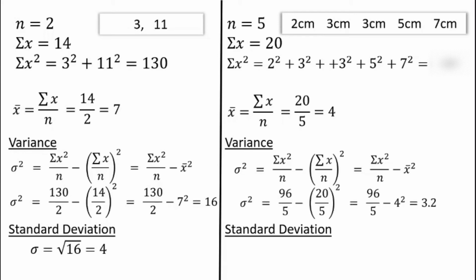So we're going to have 96 over 5, subtract 20 over 5, all squared. And that gives us a variance of 3.2. Okay, don't forget we'll need to square root that to calculate the standard deviation. And once again, the standard deviation is 1.7889 to 4 decimal places. So with those 3 summary statistics, we can generate the standard deviation and the variance.